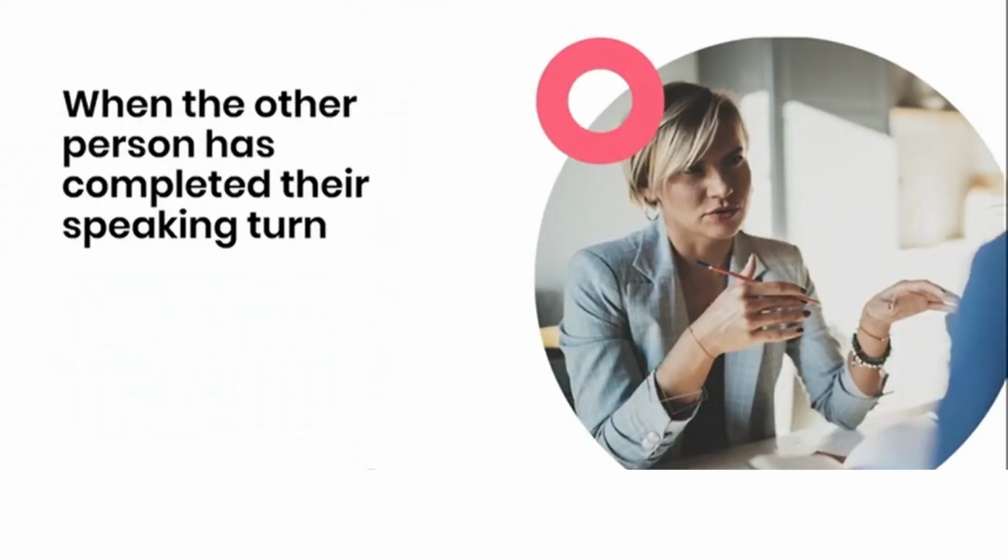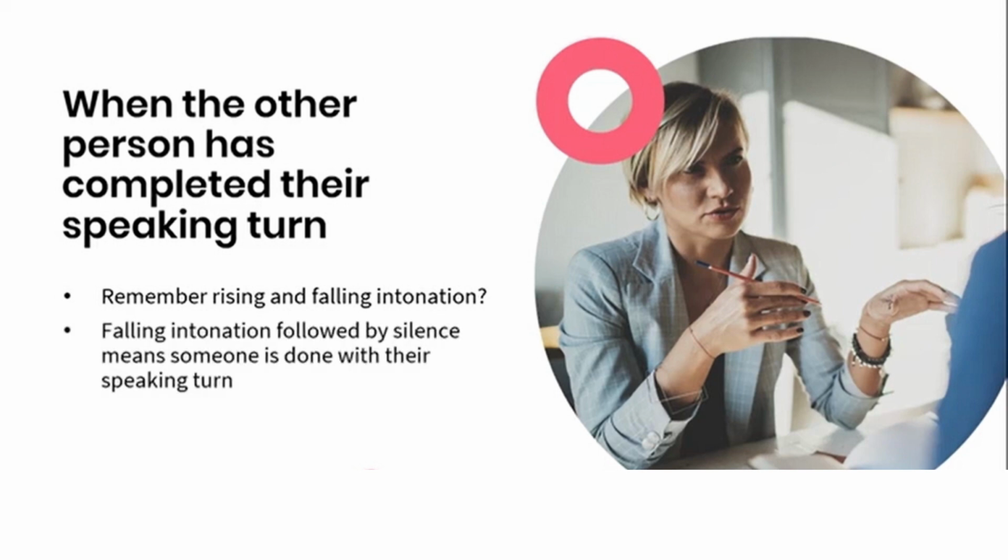The next appropriate context for ending a conversation is when the other person has completed their speaking turn. Do you remember when we learned about rising and falling intonation in Lesson 1? If someone says their sentence with falling intonation and then keeps quiet, that usually means that they are done with their speaking turn. That is another good place to end the conversation.